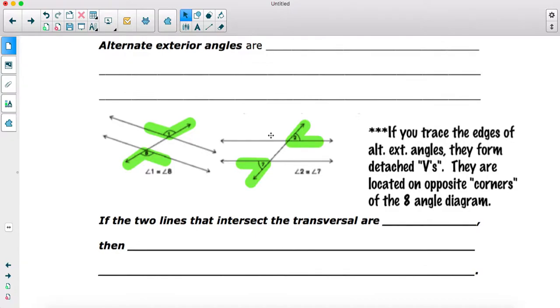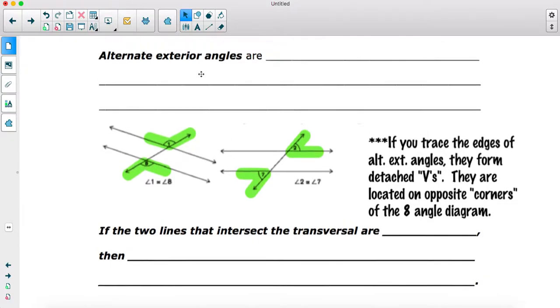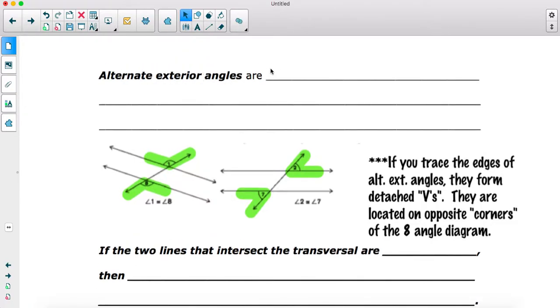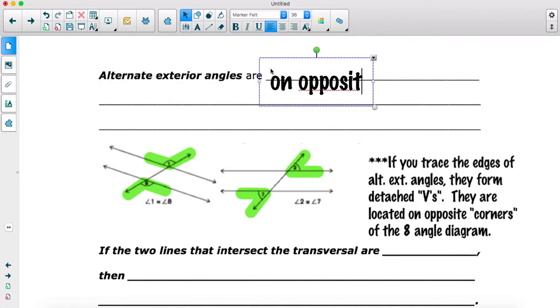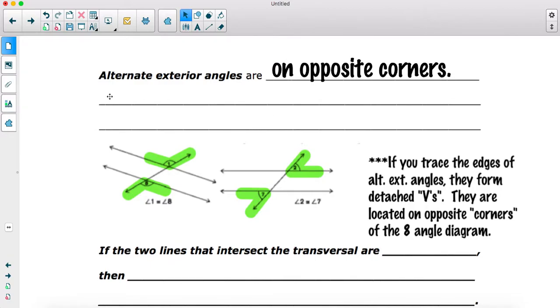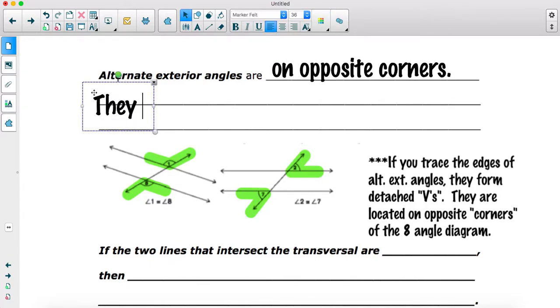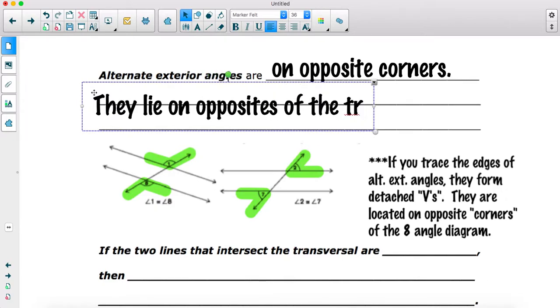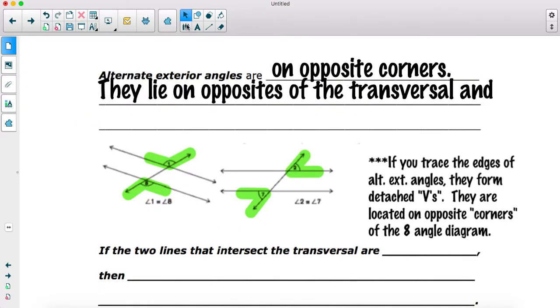Okay. The second pattern we're going to look at, I call them opposite corners. That's not a formal name, but we'll just say alternate exterior angles are on opposite corners. We can see that they lie on opposite sides of the transversal. And if you look at the parallel lines, I'll trace those in a color here.